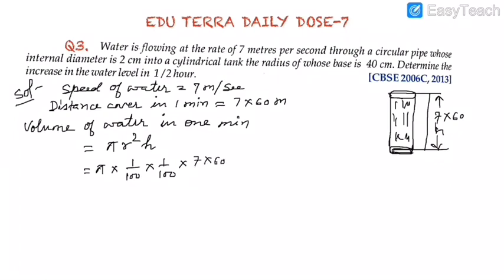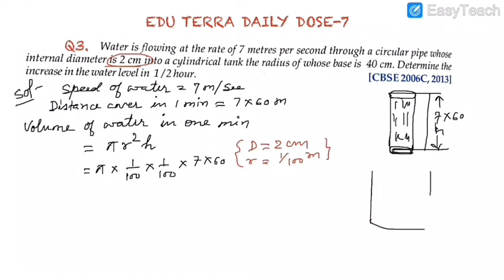So the radius is half, centimeter change in meter, 1 upon 100 into 1 upon 100, and h means 7 into 60. Now here I am showing you with the red color, the diameter is 2 centimeter, so the radius will be half, but we are going to change in meter. So r equals to 1 by 100 meter. It is the volume of water in 1 minute. So maybe you can find the volume of water in half an hour; in the last just you have to multiply by 30, you will get the same answer.